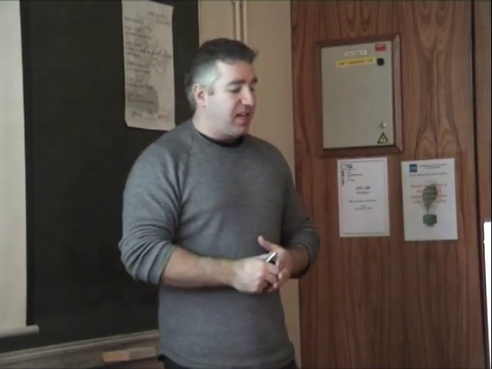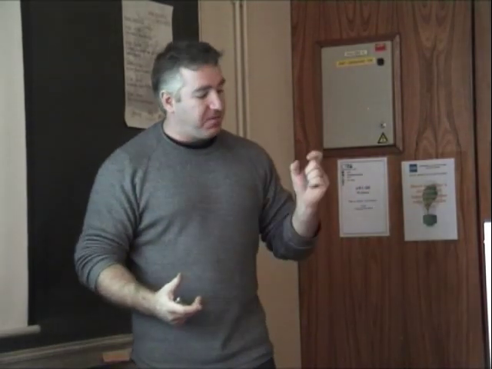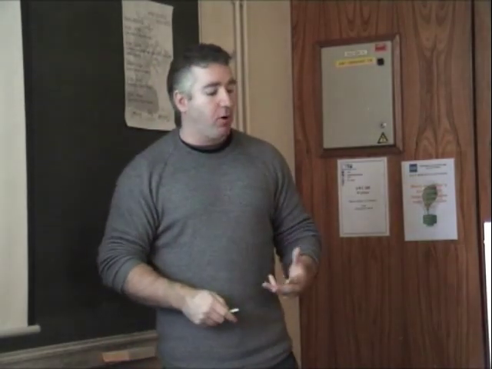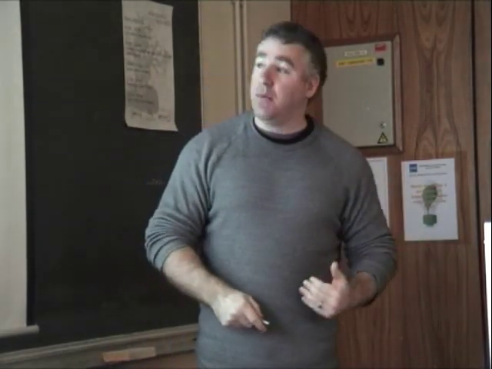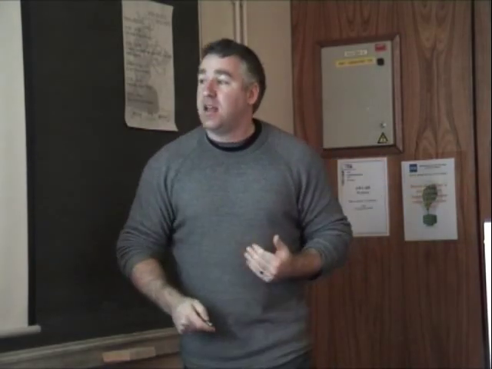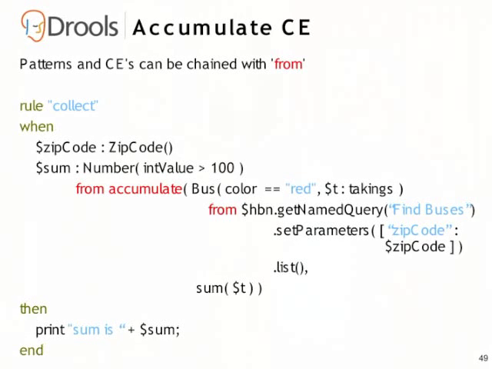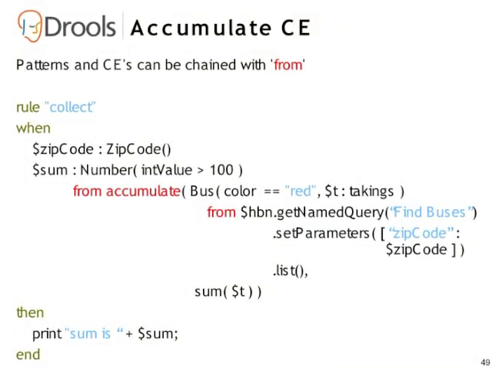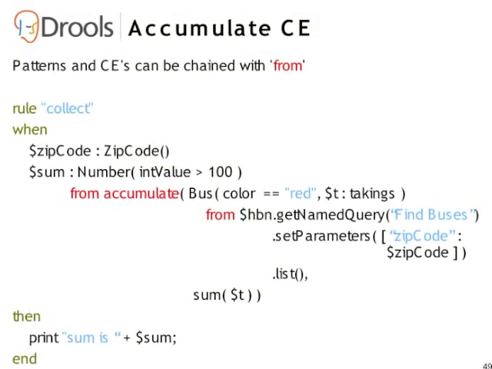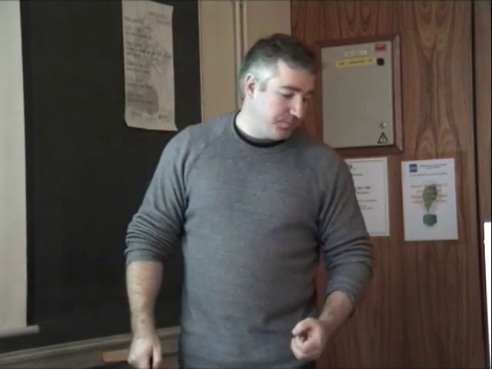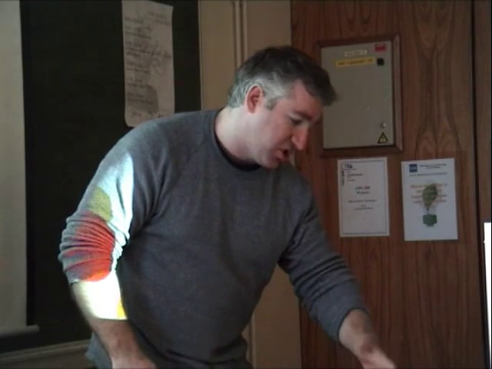This starts to take us into the territory of functional programming. So actually, this from keyword is allowing us to take a production rule system and extend it with functional programming to allow these conditional elements to be nested and chained. This is quite a complex example that's showing how we can combine stuff that's in the working memory along with stuff that's from a Hibernate named query, all aggregated by the accumulation, using a more functional approach to programming. I won't go into the details of it now, just so you know it's there.